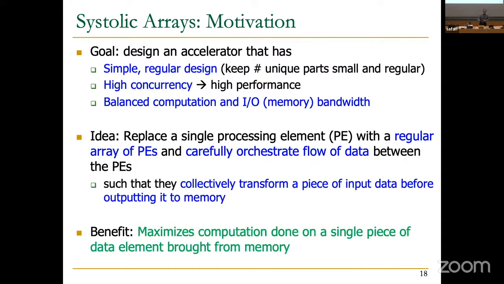And the huge benefit is this maximizes the computation done on a single piece of data. You bring a piece of data from memory, and then you feed it into an array of processing elements. The first processing element does something, gives it to the other one. The other processing element does something, gives it to the other one. The other processing element does something, gives it to the other one. So you really have this array. This could be a matrix also. This could be a two-dimensional thing, maybe a three-dimensional thing, actually. Okay, so the big benefit is this.